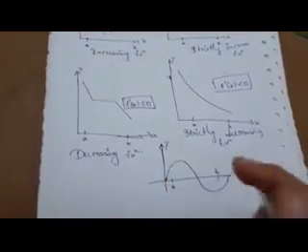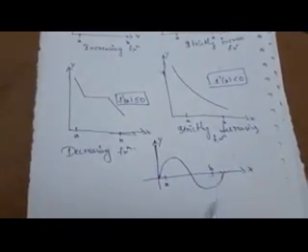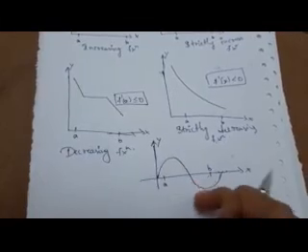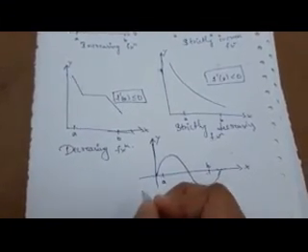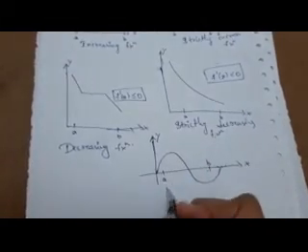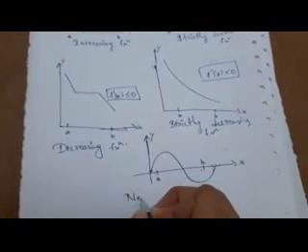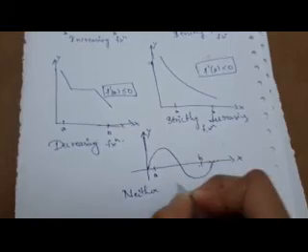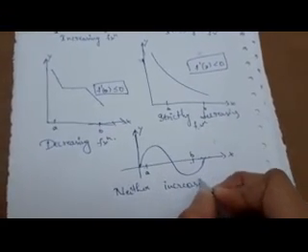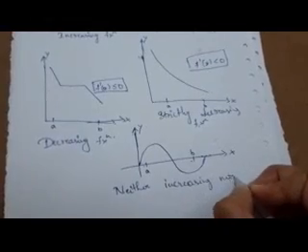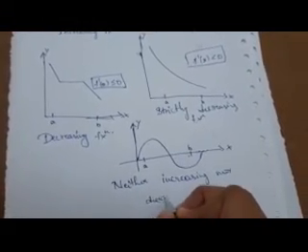Now here in this example you can see within the interval a comma b, the function is increasing as well as decreasing. So when the function is both increasing as well as decreasing within the interval a comma b, we say it is neither increasing nor decreasing.